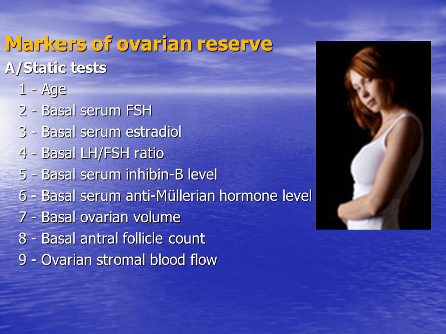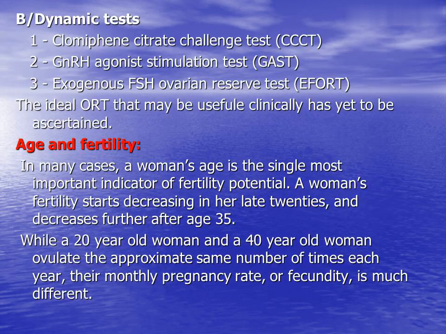9. Ovarian stromal blood flow. B, dynamic tests. 1. Clomiphene citrate challenge test, CCCT. 2. GnRH agonist stimulation test, GAST. 3. Exogenous FSH ovarian reserve test. 4. The ideal ORT that may be useful clinically has yet to be ascertained.